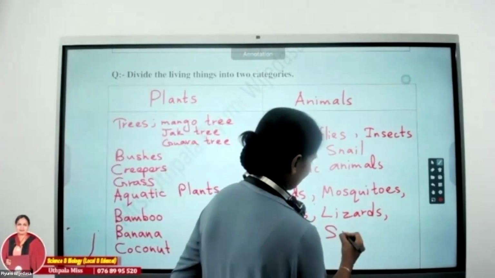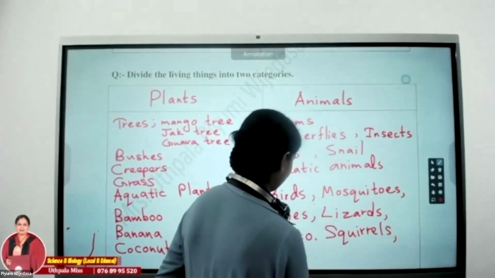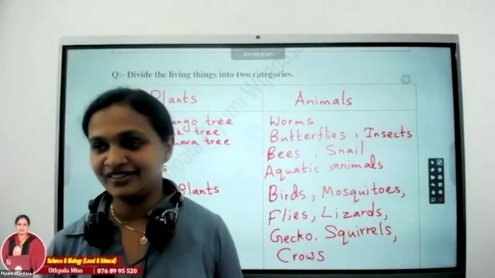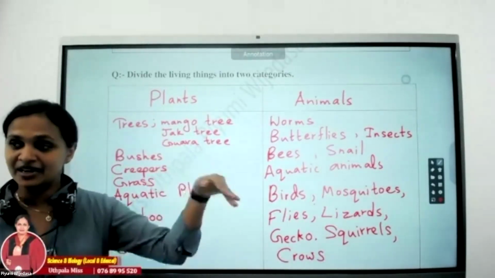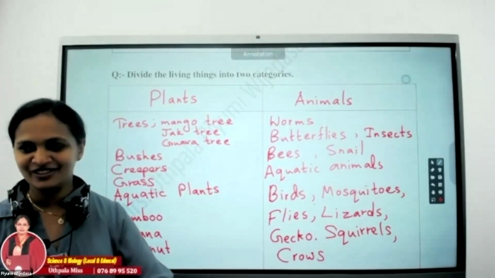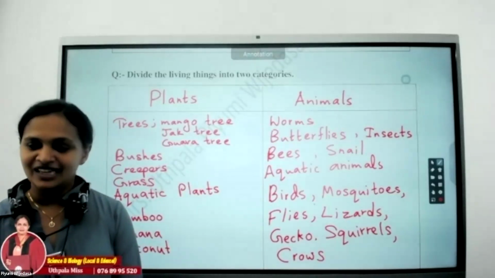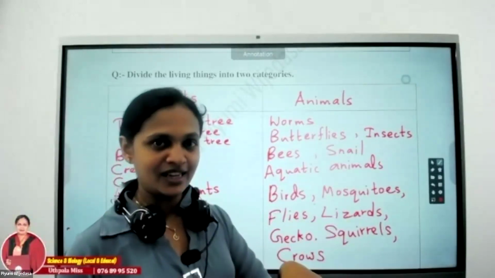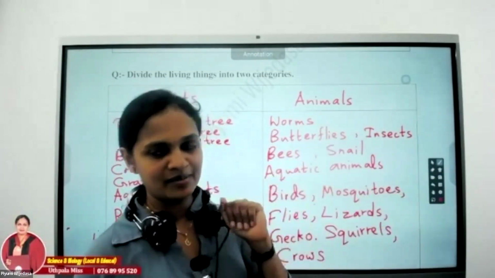Squirrels, yes, there are squirrels. Crows may be there. Okay, so it is clear that living things can be divided into two categories, plants and animals. Later on we will divide them into some more groups. For the moment, now you have an idea about living things and non-living things. Then we have divided the living things into two categories, plants and animals.